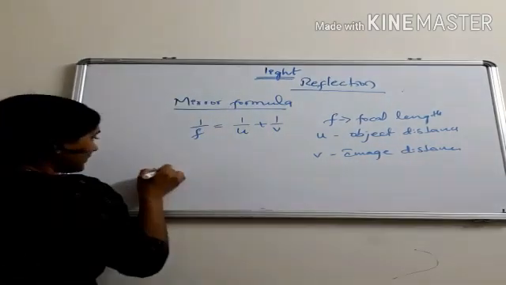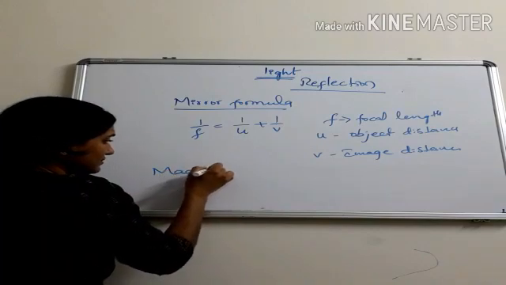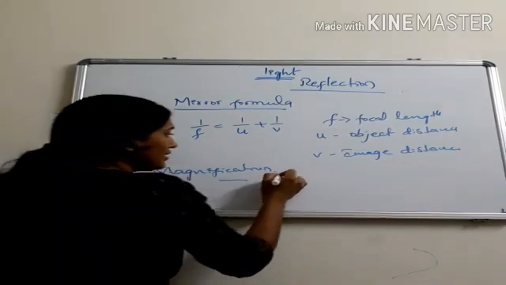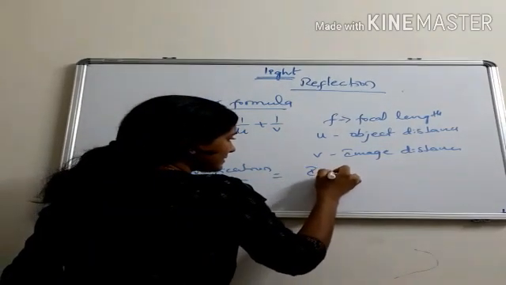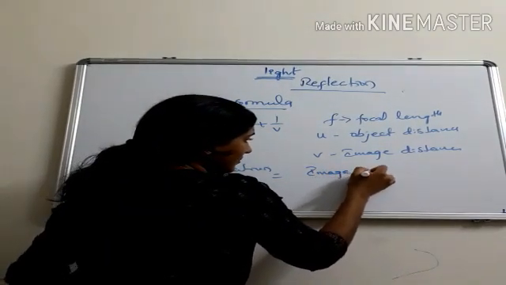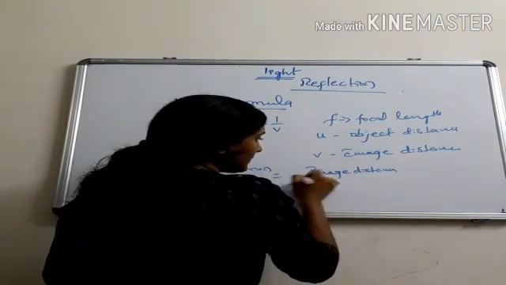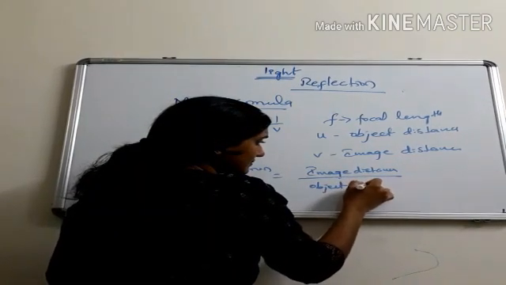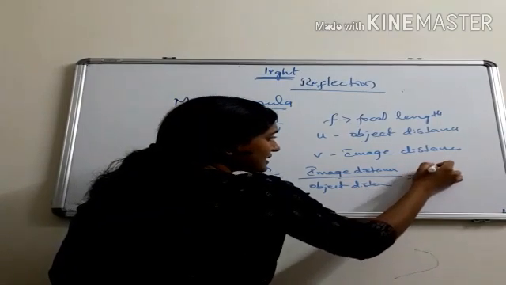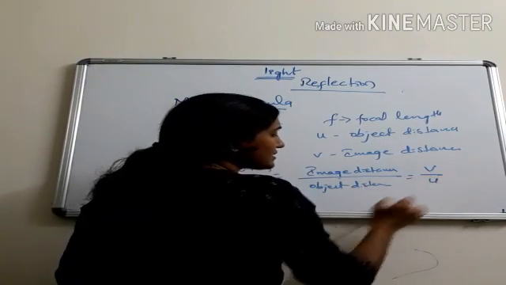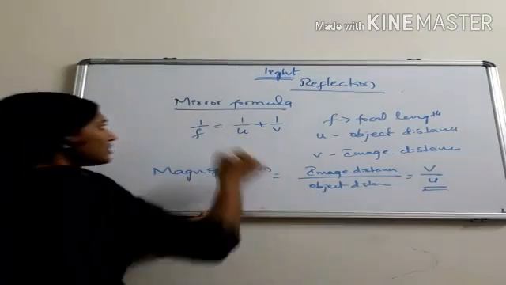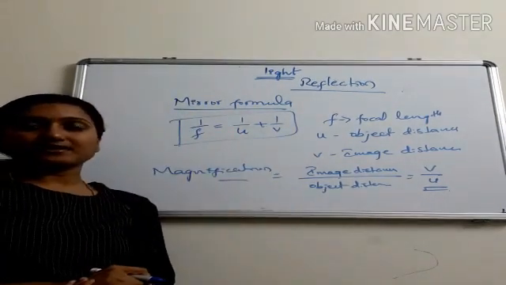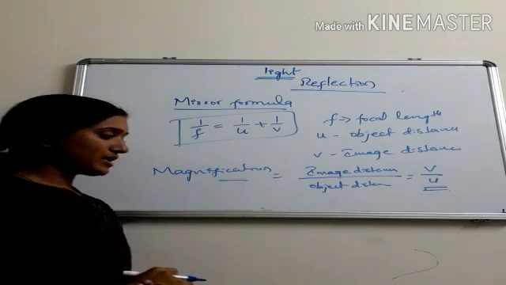Clear? Then magnification, one more formula. The magnification formula is image distance divided by object distance. Image distance means v, object distance means u. This is the magnification formula, and this is the focal length formula. Clear? Then we can solve one problem now.